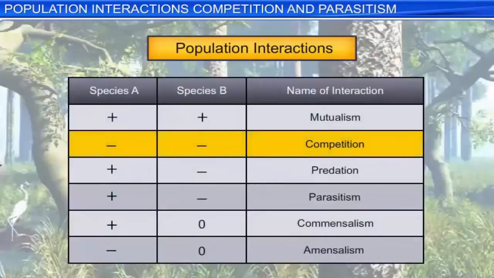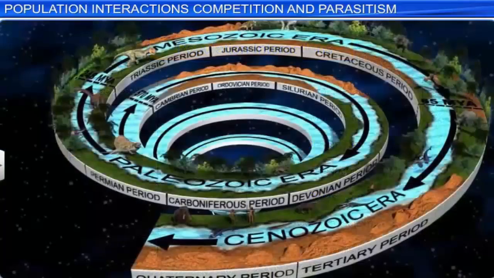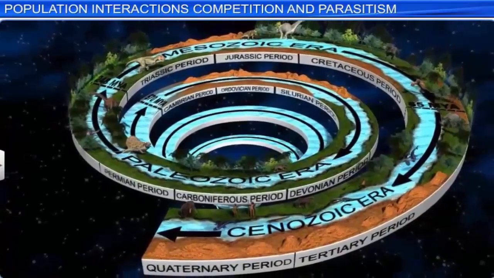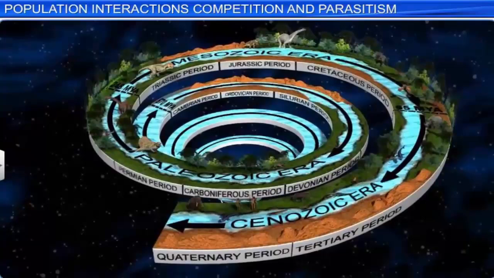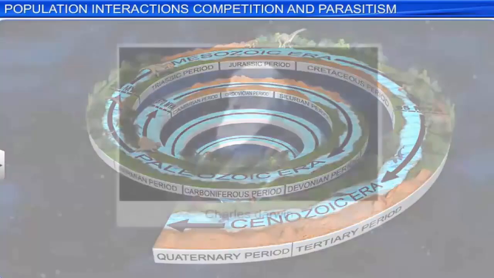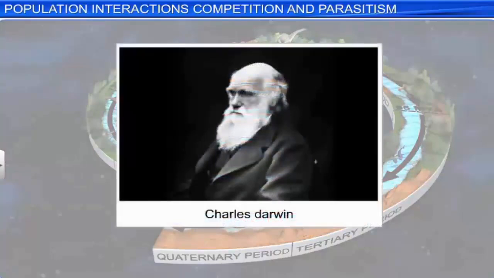During competition, both species lose out during the interaction, while in parasitism, the interspecific interaction benefits one species and harms the other. During the stages of evolution, several species may have competed with each other for survival. Darwin had therefore mentioned that competition was a powerful force in organic evolution as species struggled for survival.